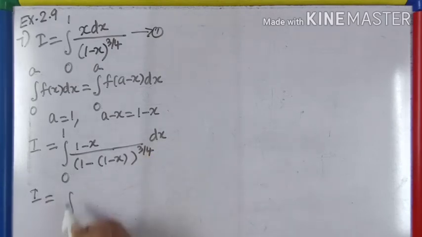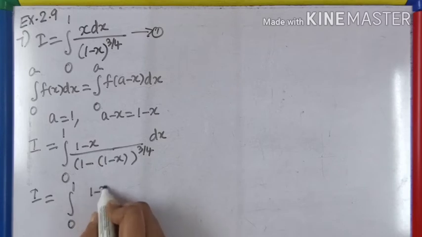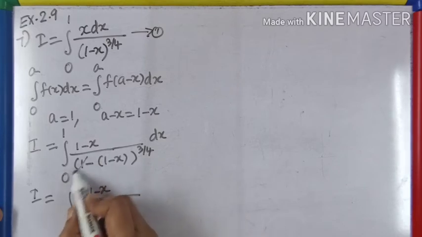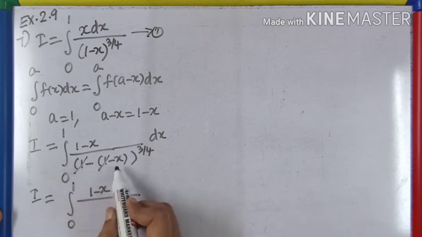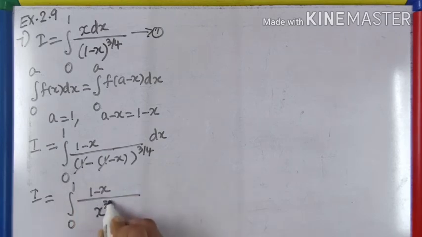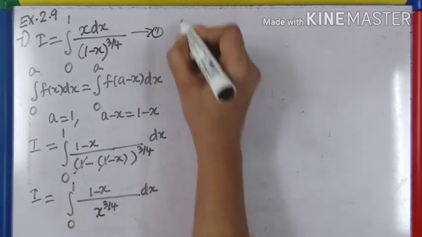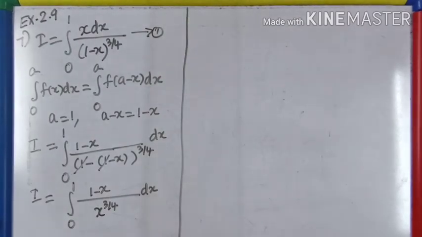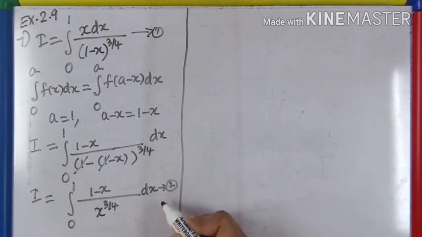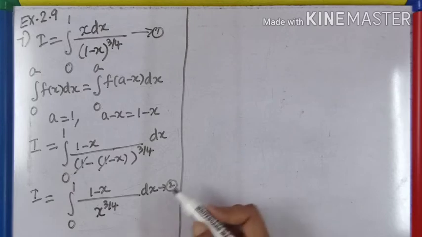Simplifying this, 0 to 1. 1 minus x by 1 and 1 cancels. Minus into minus is plus. x power 3 by 4 dx. Usually we add 1 and 2 to simplify the answer. But in this problem, addition will not help me. The second equation itself is simple, which I shall use to proceed.